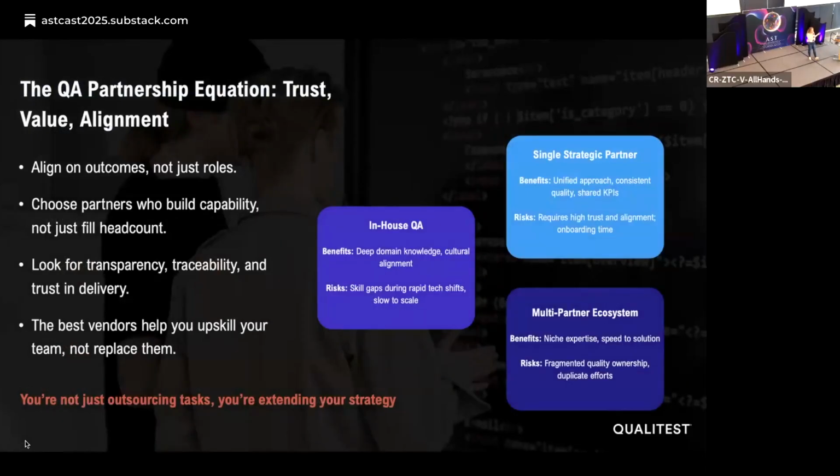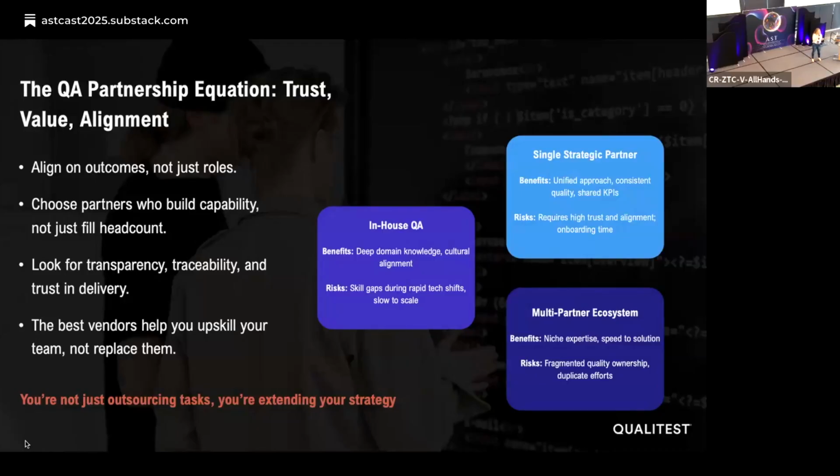This is how the partnership equation works well. It's about trust, value, and alignment. So, quality is a mindset. It's not about testing. You want to figure out there are a few different models that work. You could do in-house, you could have a multi-partner equation, or you could have a single partner. And each one has its benefits and downsides.